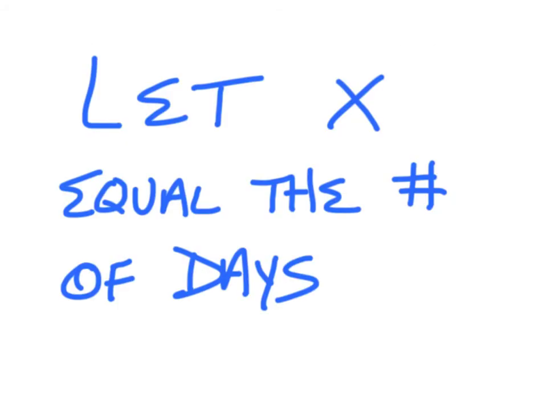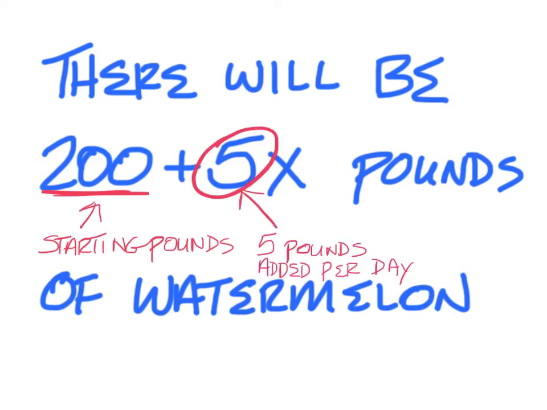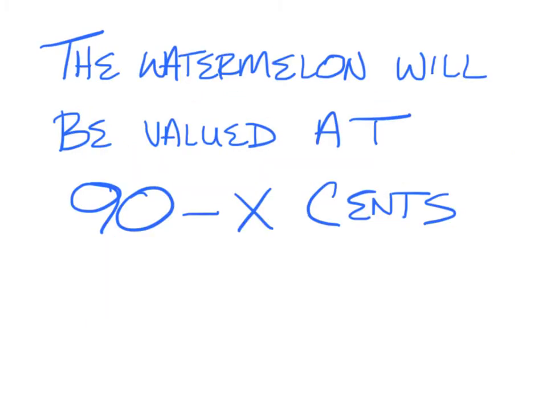You start with 200, and then there's going to be 5 more each day, and the days would be x. So there's your starting pounds, and the 5 pounds added per day. And of course, x is the number of days. The watermelon will be valued at 90 cents to start with, and then it's going to go down 1 cent per day. So remember that x is the number of days, 90 is in terms of cents.